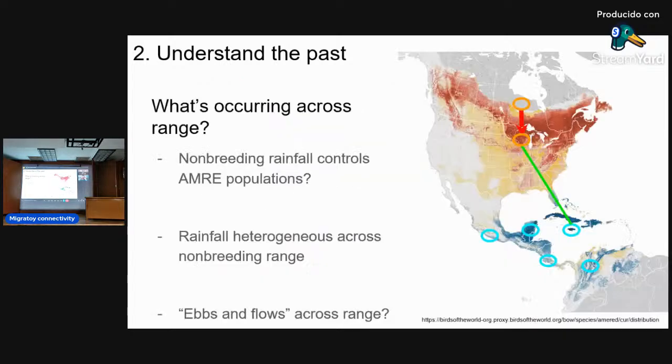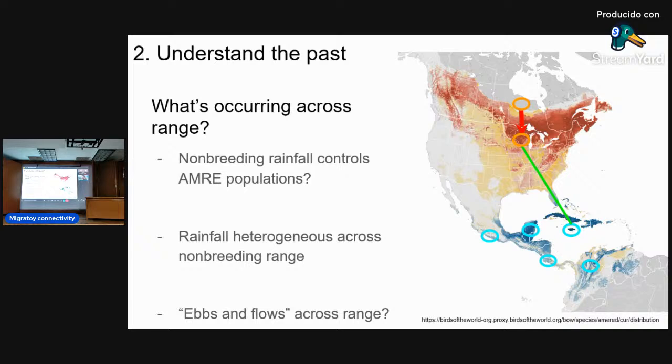And so if we zoom out and we think about this mechanism across the range of redstarts, and we assume that non-breeding rainfall is controlling the breeding origins for redstarts, and furthermore, if we think about the environmental variation in tropical rainfall throughout this whole non-breeding range of redstarts, we might expect that we see similar dynamics in the mean breeding origins for all of these other non-breeding populations.